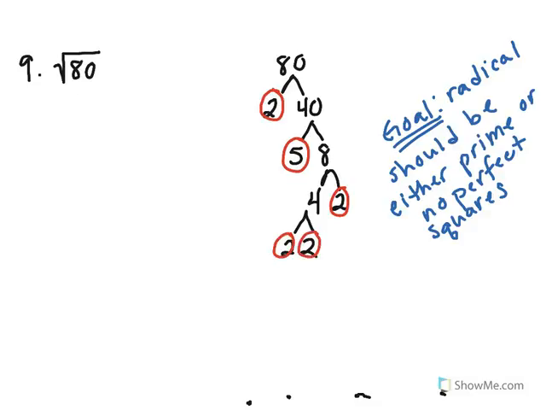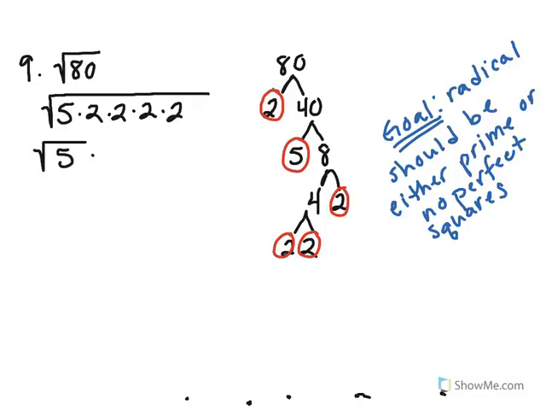So I'm going to go ahead and rewrite this as the square root of the product of all of these. I'm going to write 5 first so I can keep all of my 2's together, and there are 4 of them. So 1, 2, 3, 4. Alright, so I'm going to rewrite this, and I'm going to keep them in pairs if I can. So this right here is one pair, square root of 2 times 2, and then this is another pair, square root of 2 times 2 again.